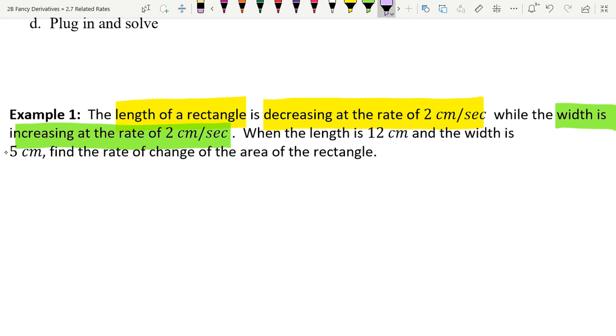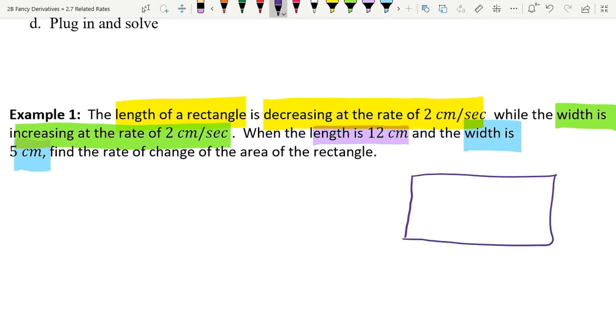When the length is 12 centimeters and the width is 5 centimeters, we're going to find the rate of change of the area of the rectangle. When in doubt, I'm going to try to draw a picture. So I got a picture here. It's a rectangle. I've got a length and a width. Doesn't really matter which one we call what.